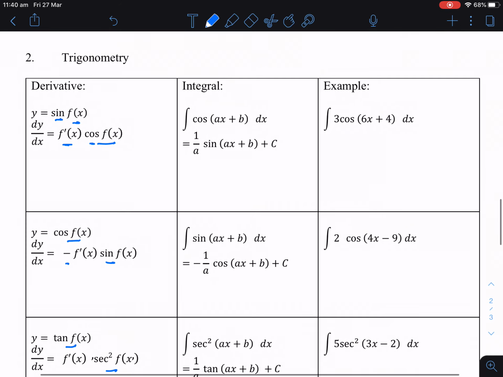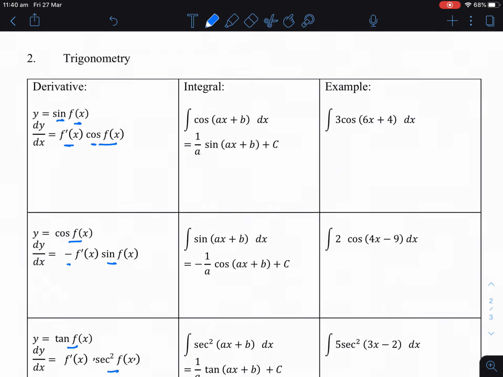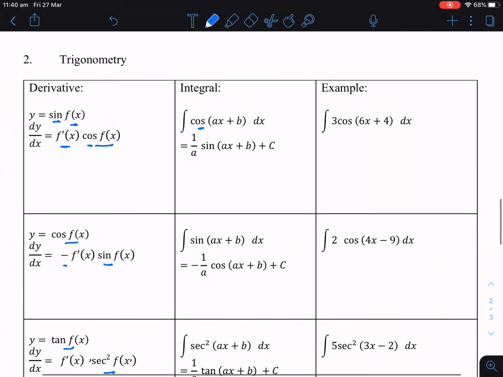So what we want this time though is to have a look at the integrals. So we started with sine. So what we're going to do is integrate cosine. Now with our trig rules, we're not going to integrate cosine of a function. Reversing of that chain rule needs a lot more work, and it's beyond the scope of the advanced course. So we're just going to limit ourselves to just ax plus b. So we're going to integrate cosine of ax plus b.